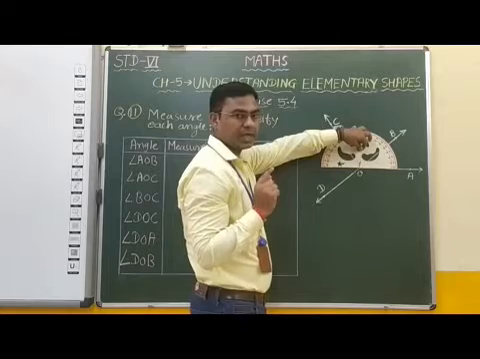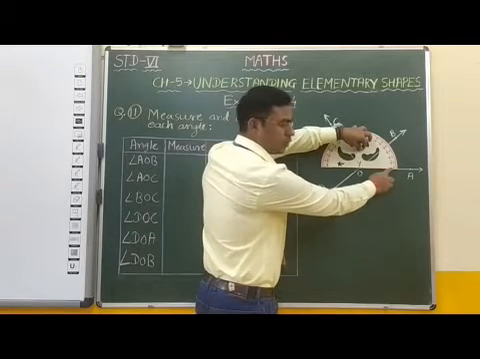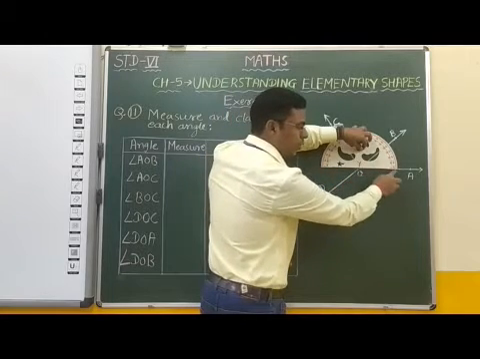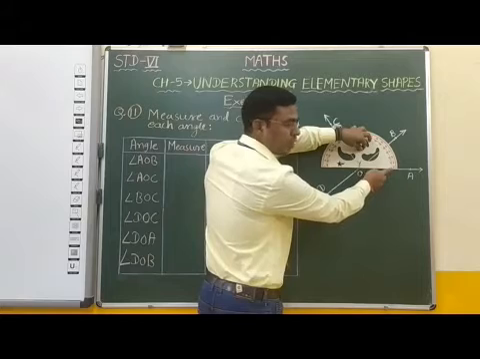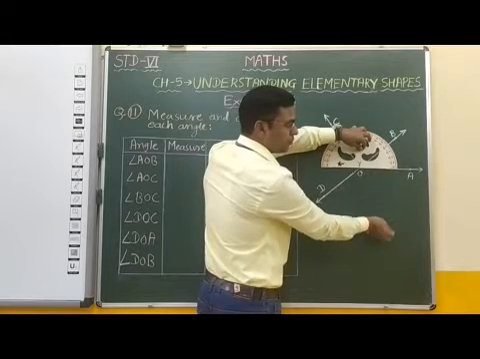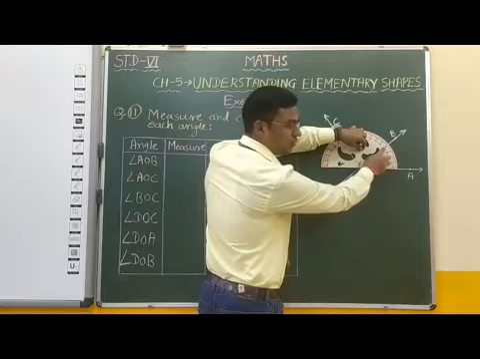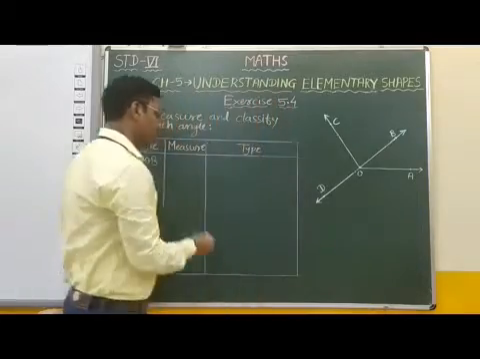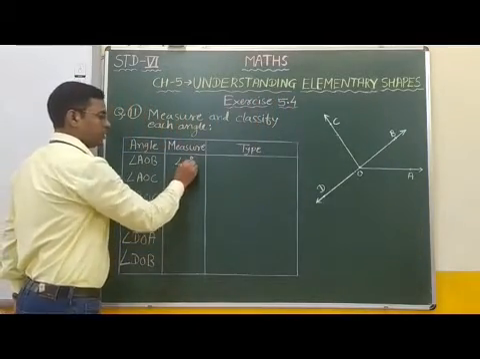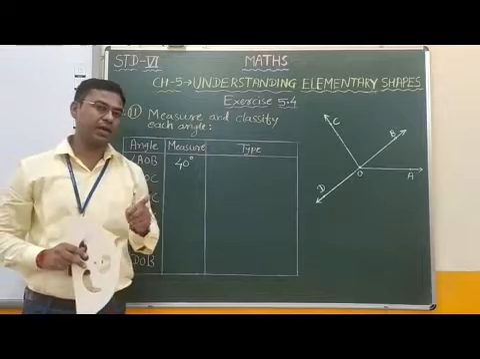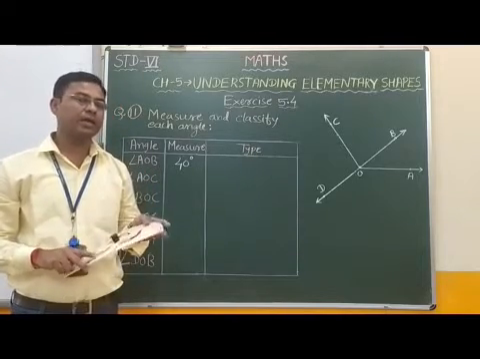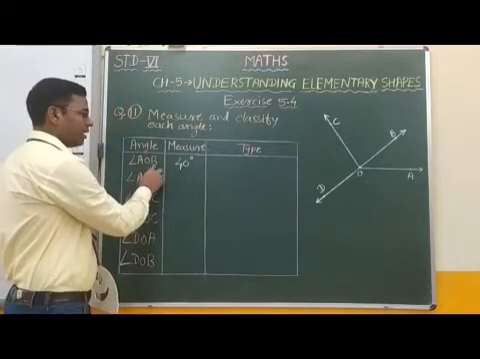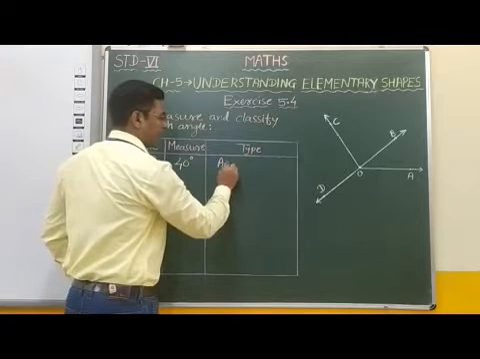Or in other words, we can say that this right side 0, or inner scale 0, is coinciding with ray OA. Therefore, we count from the inner scale 0. 10, 20, 30, 40. Therefore, the measure of angle AOB is equal to 40 degree. And if any angle is less than 90 degree, then this angle is called an acute angle. Therefore, angle AOB is an acute angle.